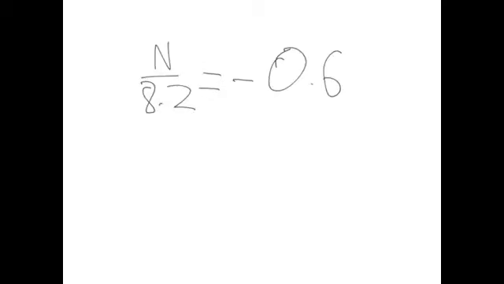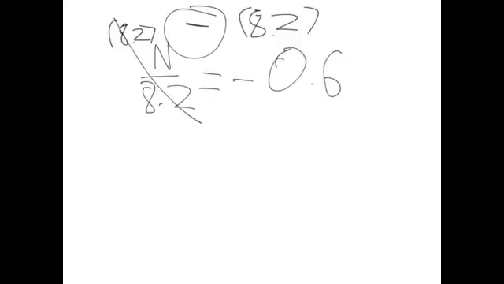So first, what we need to do is find out what's happening to n. Well, what's happening to n is that it is being divided by 8.2. So to reverse divide by 8.2, we have to multiply by 8.2. So that cancels out, but now we have to multiply by 8.2 up here. And since this is negative, we know our answer has to be negative.